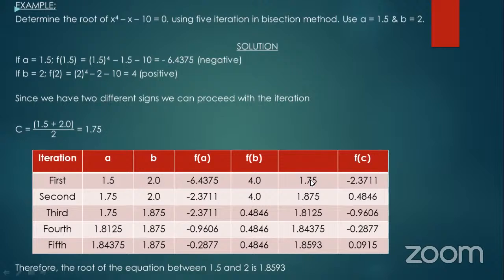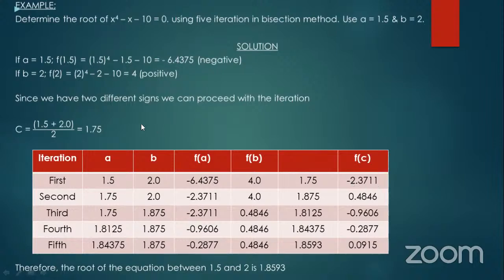Now we are going to find the function of C. If we put the value of C into the function x raised to the power 4 minus x minus 10, we are going to get minus 2.3711. We can see here that the function is not close to 0, because we can only stop the iteration when the functions are close to 0, like 0.00 something. So now we go again.